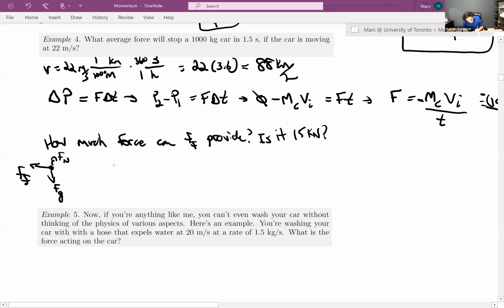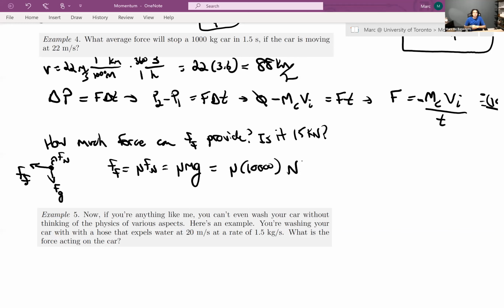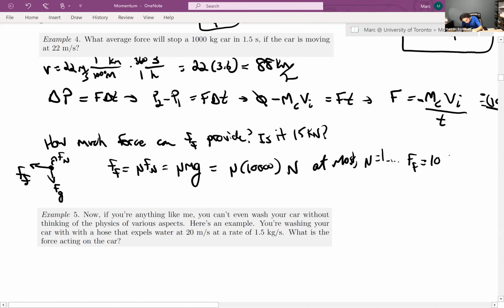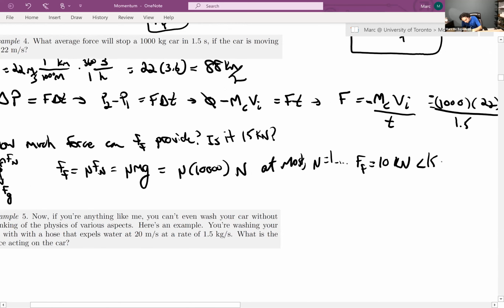So we can say that the force of friction is going to be mu Fn, which is going to be mu mg. And we know this car is about 1,000 kilograms, and g is around 10. So mu times 10,000 newtons. Let's assume mu is 1, which it's not. Even if mu was 1, at most the force of friction would be 10 kilonewtons, which is less than the required 15 kilonewtons. And that's at best. You're still 5 kilonewtons short of the required force to stop your car.